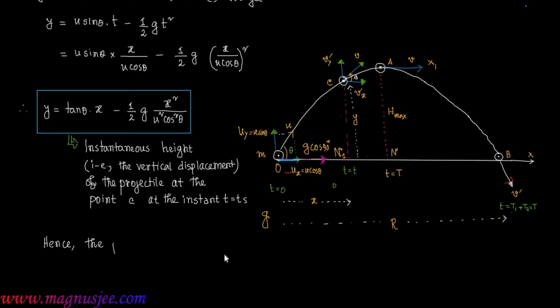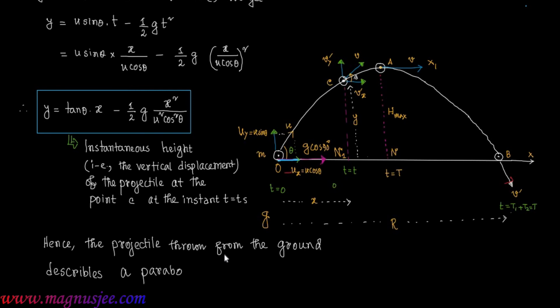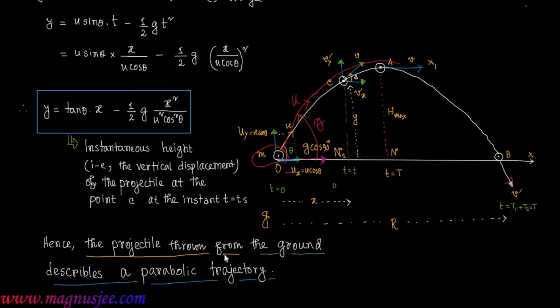Hence, the projectile thrown from the ground describes a parabolic trajectory, or path. When the projectile of mass m is thrown with the velocity u, it describes this type of parabolic trajectory. This curved path is the parabolic trajectory. The equation of this curved path satisfies the equation of a parabola. That's why this curved path followed by the projectile is a parabolic trajectory or path.